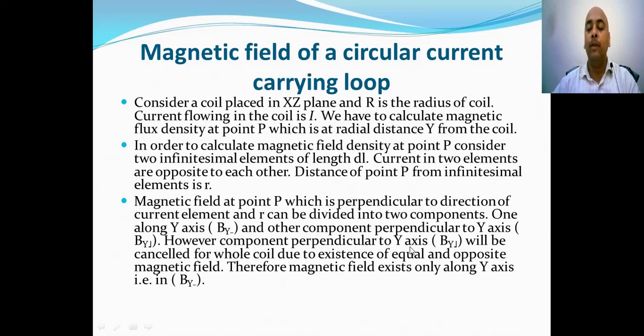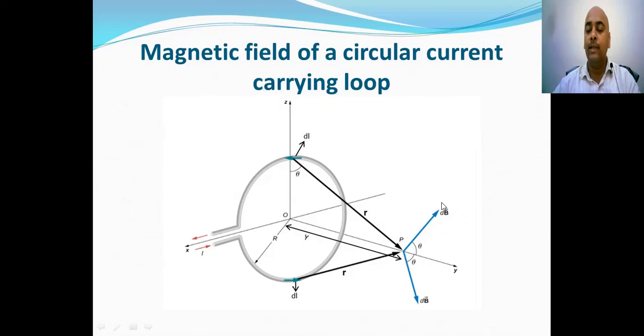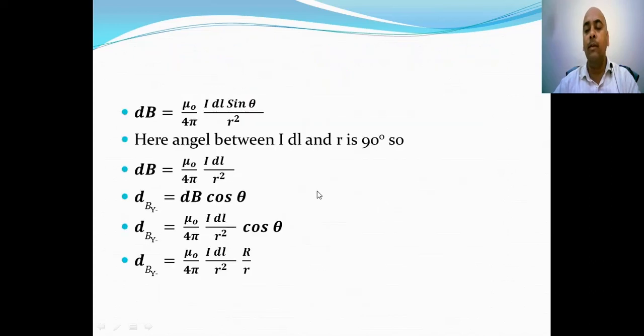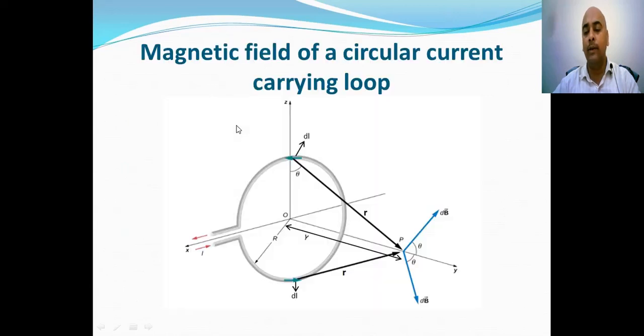However, the component perpendicular to the y-axis will be cancelled for the whole coil due to the existence of an equal and opposite magnetic field. Therefore, the magnetic field exists only along the y-axis. Now, the differential magnetic field dB due to a small element dl can be found by using the Biot-Savart law, that is dB = μ0/4π · I dl sin θ / r².